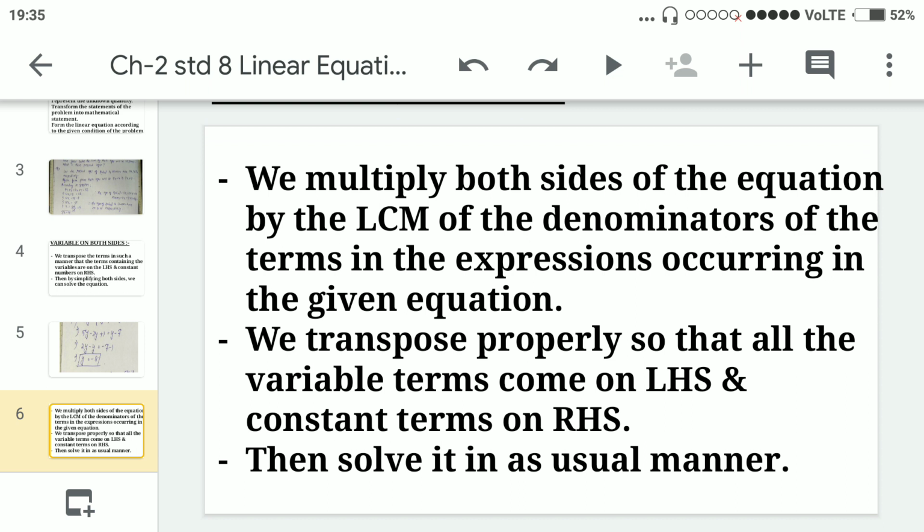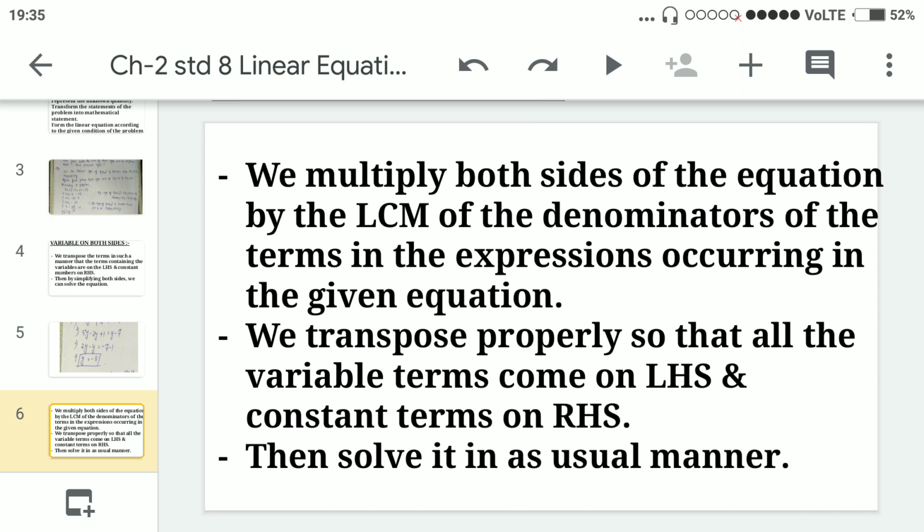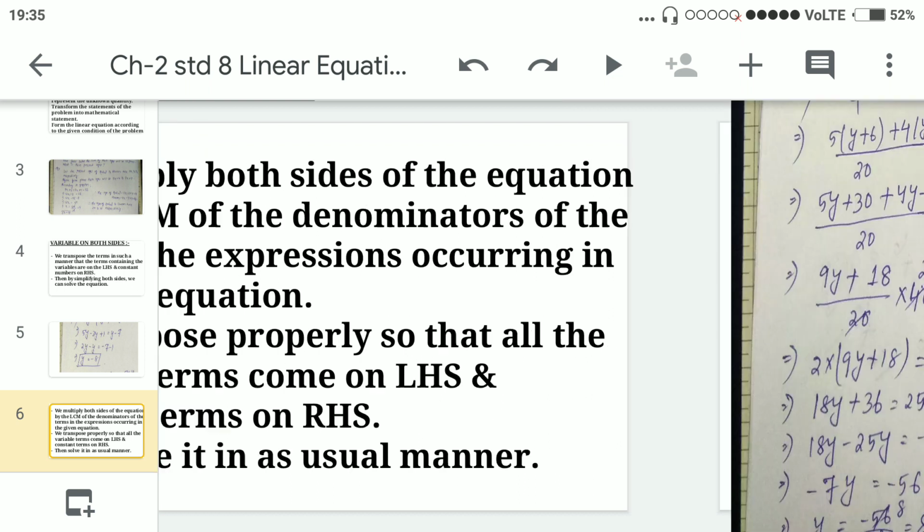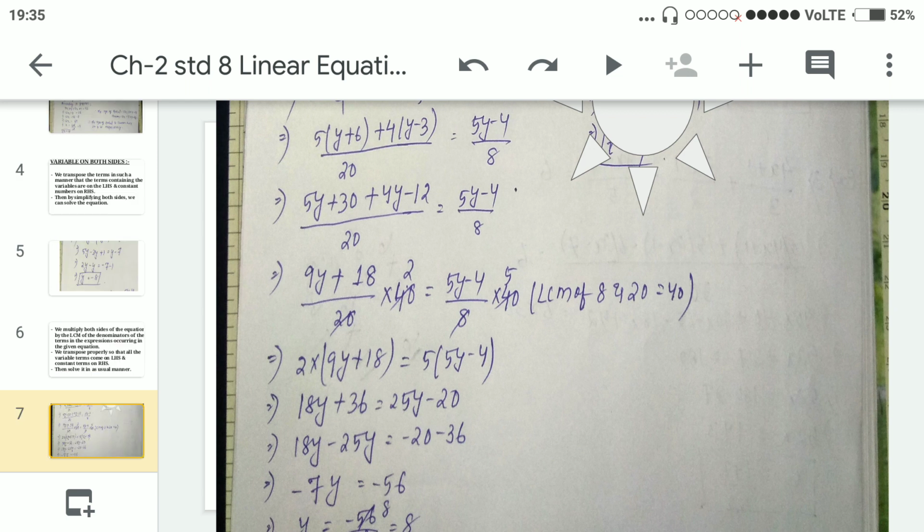We transpose properly so that all the variable terms come on the LHS and constant terms on the RHS. So after multiplying by the LCM of the denominators, it will convert into a simplified form. Then we can transpose in the previous way, with all the variables on the left hand side and all the constant terms on the right hand side. Then you can solve it in the usual manner. So let's get into an example here.